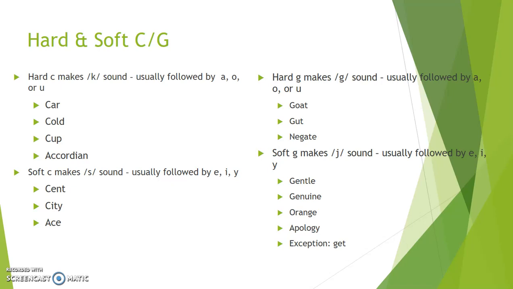G follows a very similar rule. So G makes the hard G sound, usually when it's followed by, again, A, O, or U. So goat, gut, or negate. And G makes the soft sound, which sounds like the J, represented by a J, usually when it's followed by E, I, or Y. So examples: gentle, genuine, orange, and apology.